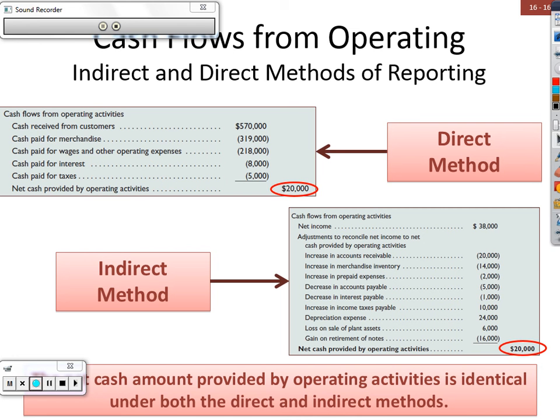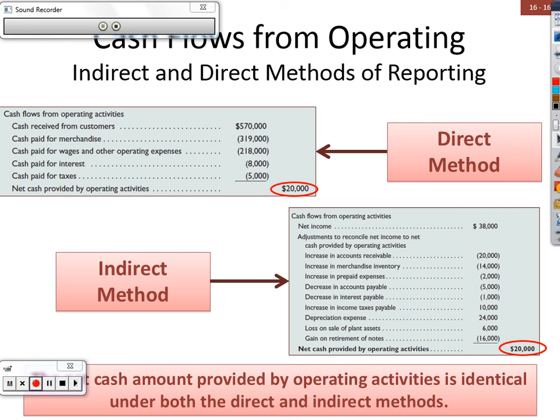They look different. Obviously, with the direct method, we are showing that we received cash from one group. We paid cash in one group, another group, another group, and another group. Indirect, we're showing every single time we paid out money, every single time we received money. Notice it starts off with something different. That's the main difference between direct method and indirect method.